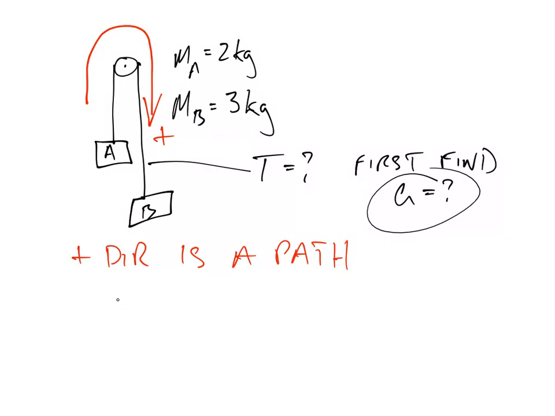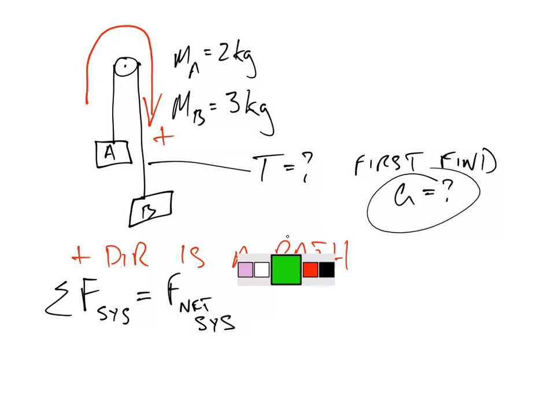That means that now if we do summation of our forces on the system, that's going to equal F net of the system. We've done summation of the forces equal to F net before, but we've just never done it for an entire system. So let's now put on our forces here. There's going to be a force there. We'll call that MAG, and we'll call this another force going down here MBG.